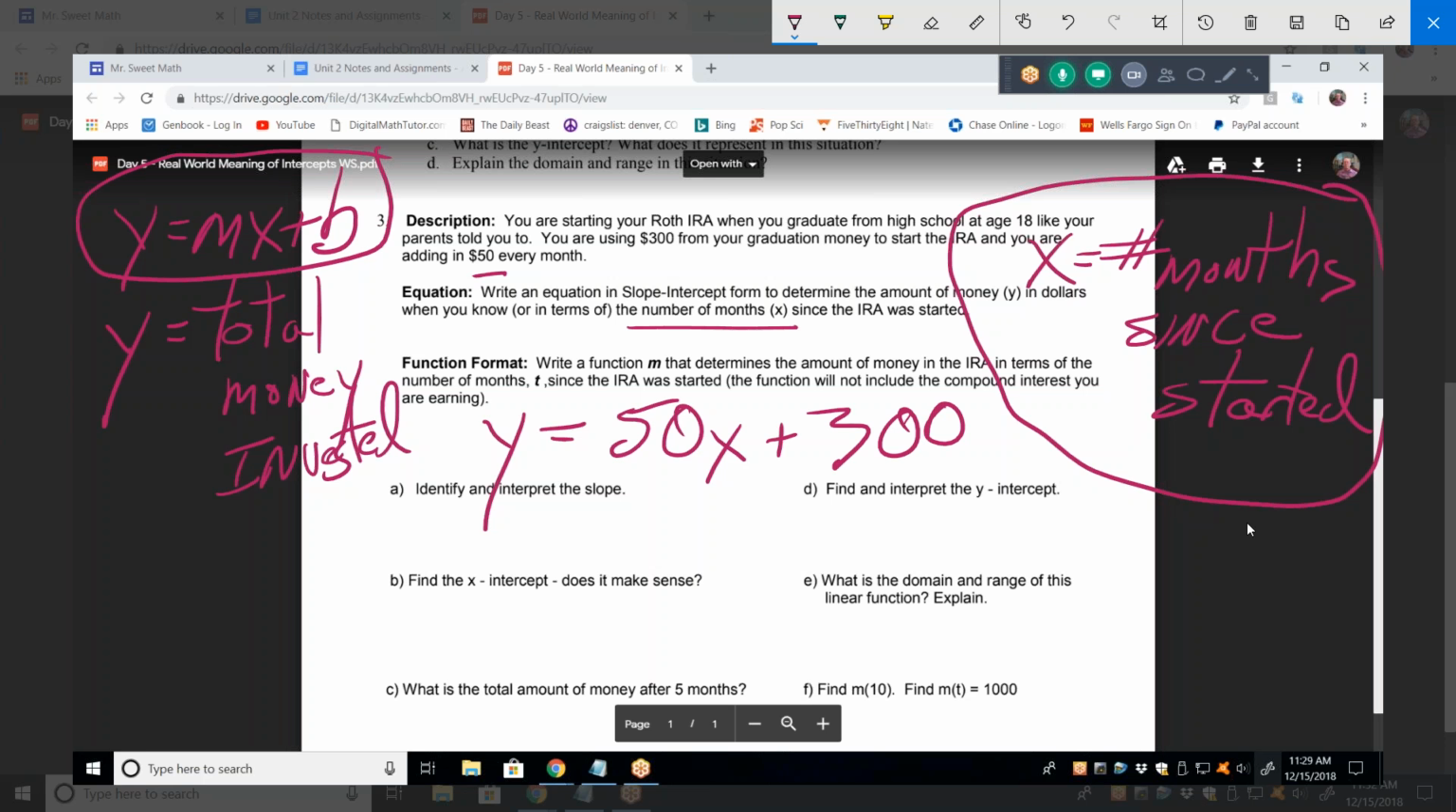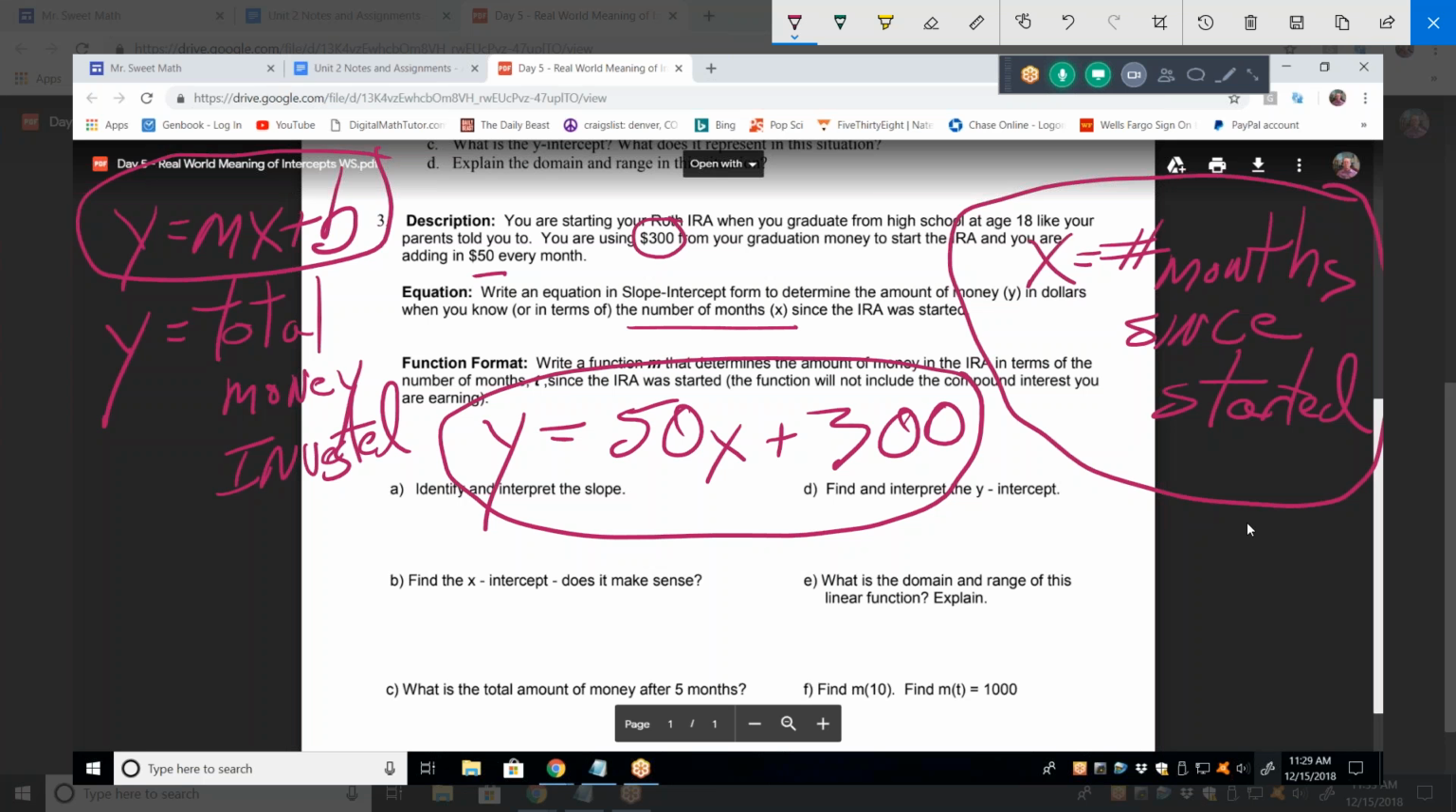50x plus 300? X is 0, how much is Y? 300? If X is 1, how much is Y? 350? If X is 2, how much is Y? 400? Does that match our problem? Yeah. You're depositing 300 immediately, and you're going to add 50 every month. So after 1 month, you'd have 350. After 2 months, you'd have 400. So this equation matches everything perfectly, as long as we know what X and Y are.